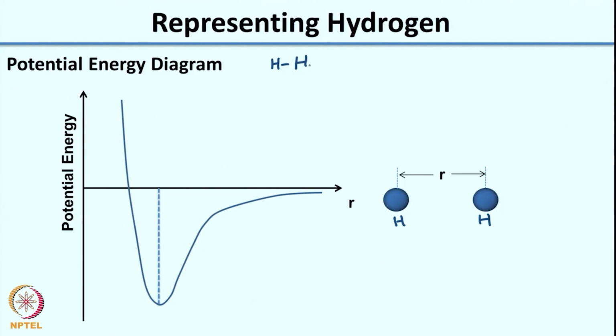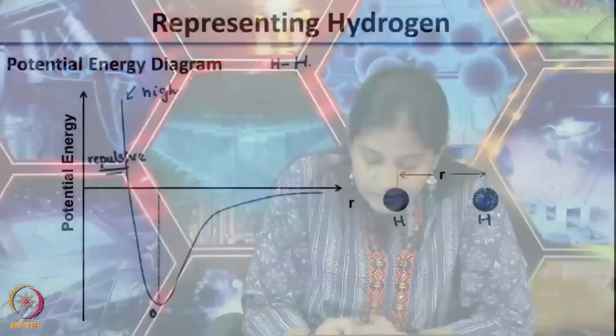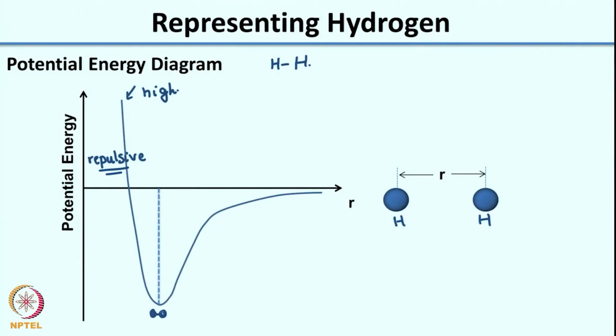So, when the distance is very small, so you have these 2 atoms very close to each other, you have highly repulsive forces. So, what happens is the energy is very high. Now, as the distance increases, it comes to an optimal distance. This is probably where you have the constructive overlap of the hydrogen atomic orbitals to give you the hydrogen molecule.